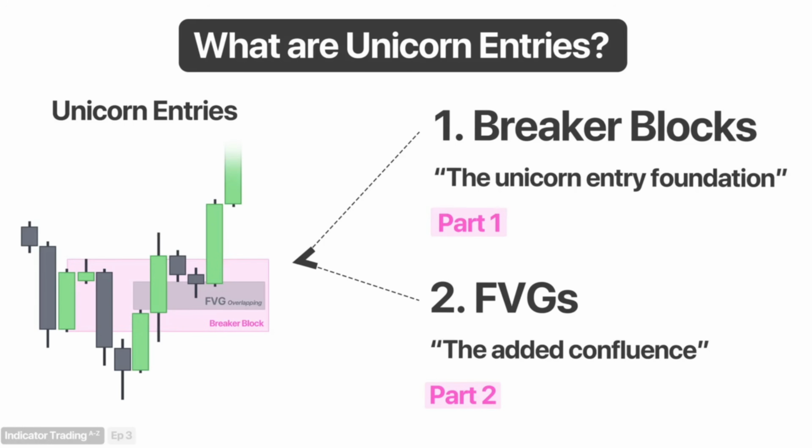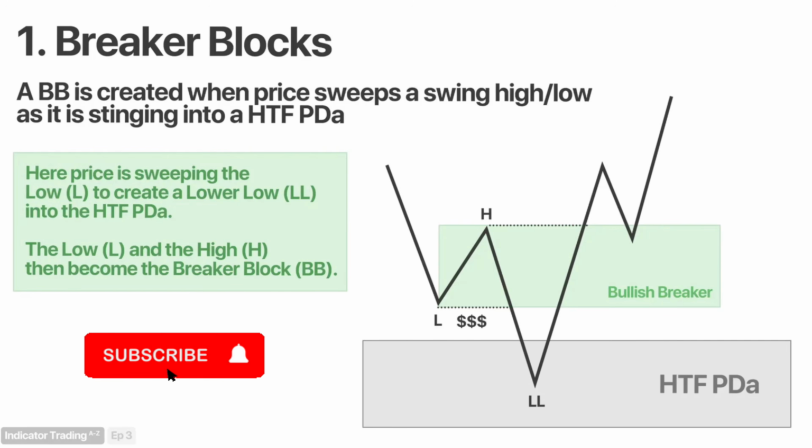So a unicorn is made out of two PD arrays right here. A breaker block, which is the unicorn entry foundation. This is part one. And fair value gaps, the added confluence. You cannot have a unicorn without a fair value gap. You cannot have a unicorn without a breaker. You need both. So how do we identify breaker blocks?